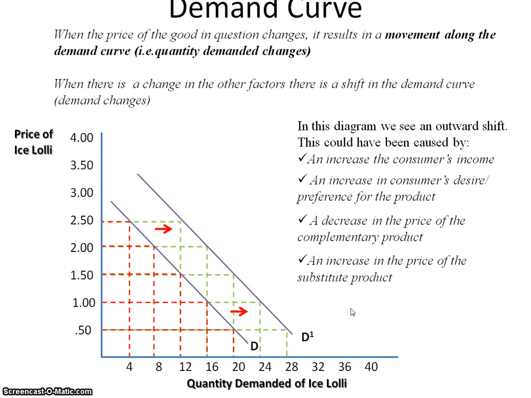And similarly, substitute products are those that you could defer to if the good in question that you're demanding is not available. And therefore, a shift to the right in this demand curve depicts that you want more lollies, and therefore whatever substitute product there exists for lollies, the price of that product has to increase, which will cause you to increase your consumption of your demand curve. And ultimately, when there are shifts in the demand curve, it depicts a change in demand.